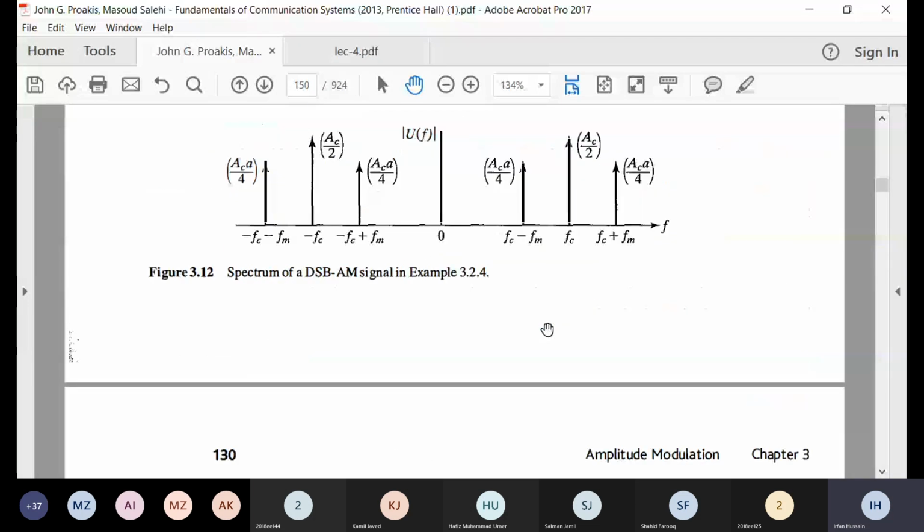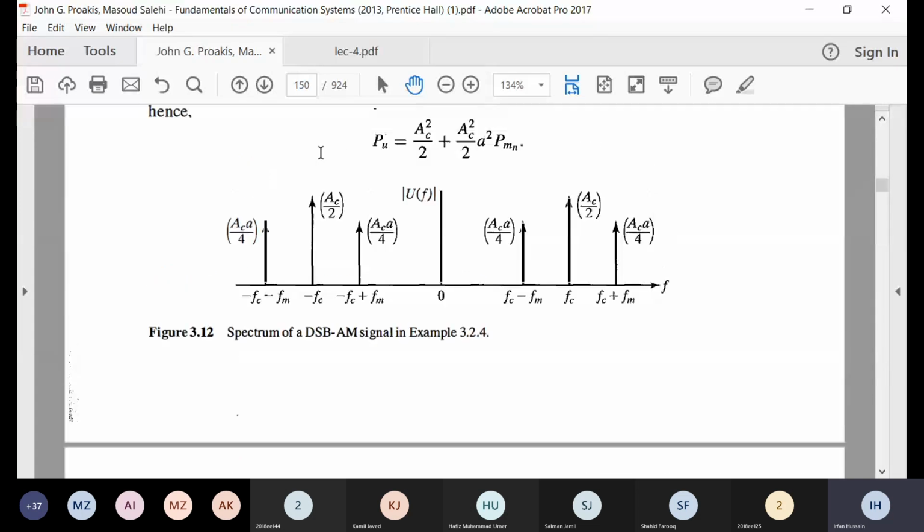You can see this. So we have the lower and upper sideband, but we also have these carriers, which were actually not present in double sideband suppressed carrier signals.